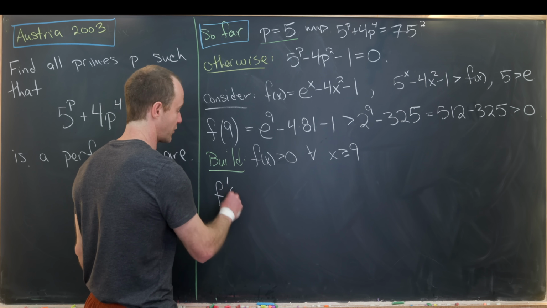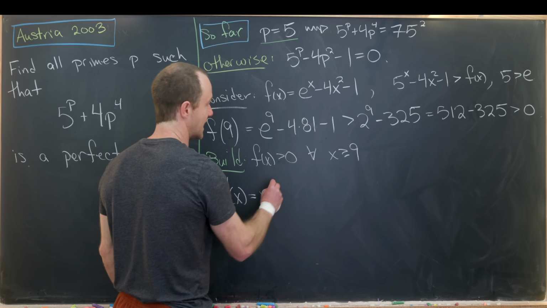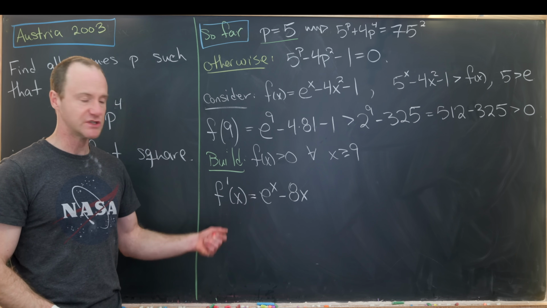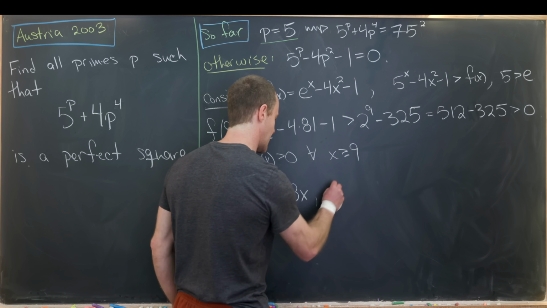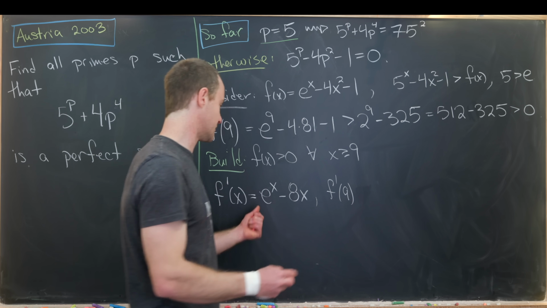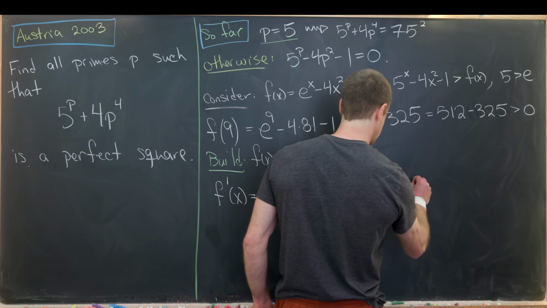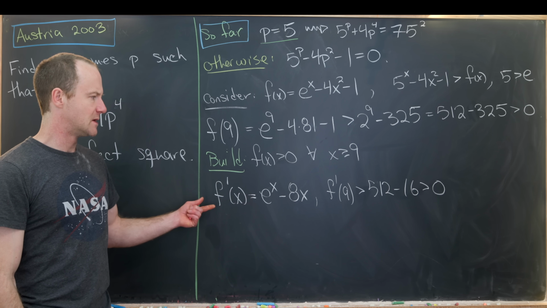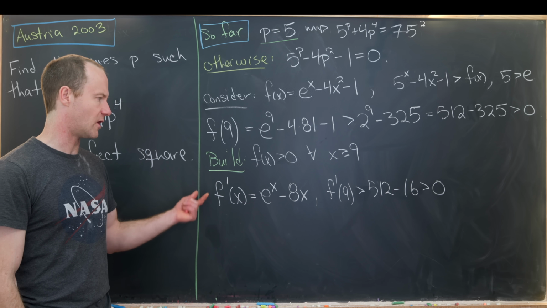So notice f prime of x is equal to the derivative of e to the x, which is e to the x, minus 8 times x. So we want that to be positive everywhere after 9. Well, let's find f prime of 9. So maybe through similar calculations, that's going to be bigger than 512 minus 16, which is bigger than 0. Okay, but how could we show that this is bigger than 0 for all x bigger than 9?